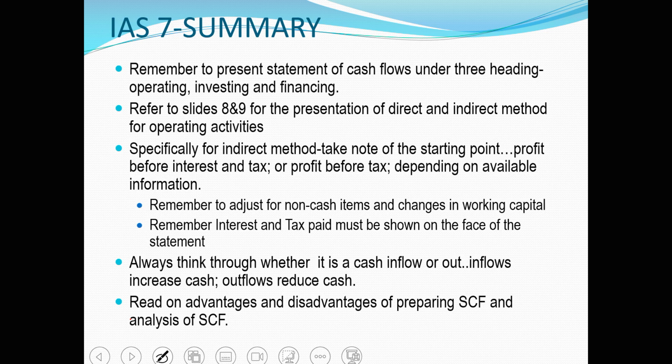Now read on the advantages and disadvantages of preparing a statement of cash flows and the analysis of the statement of cash flows. Cash flows can be interpreted. They have meanings. So when you read on them, what does it mean? Having a net cash inflow or a net cash outflow, what is the implication for the entity?